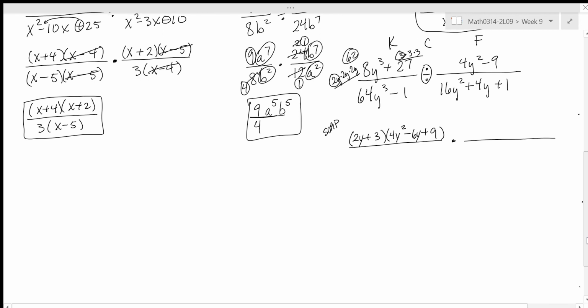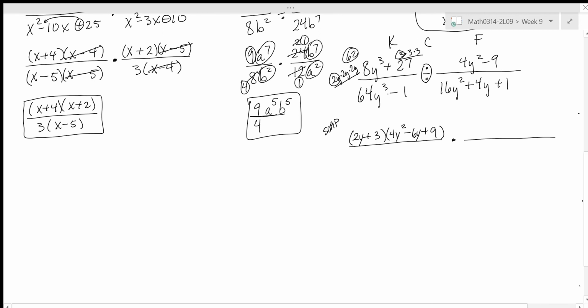And then what do we have in the denominator? Right, the same thing, but it's minus. So we have the difference of two cubes. And you're going to have to come up with the cubes. So what three things make 64y to the third? 4y, 4y, and 4y. And what three things make 1? 1 times 1 times 1.